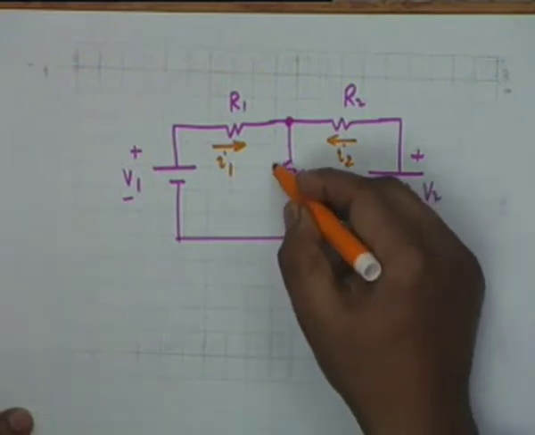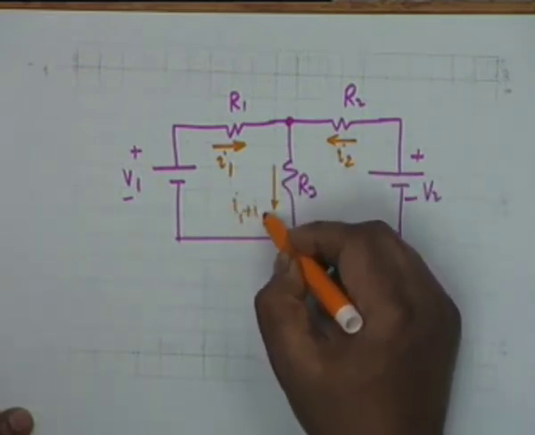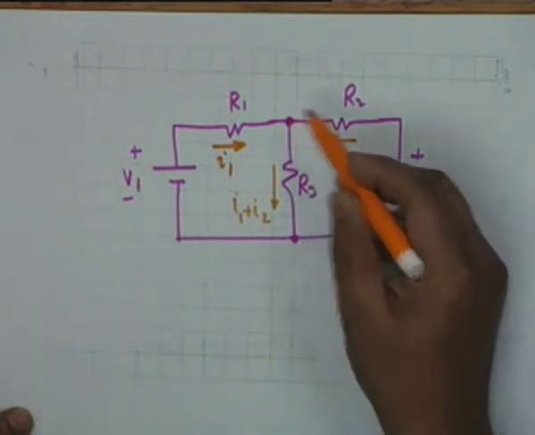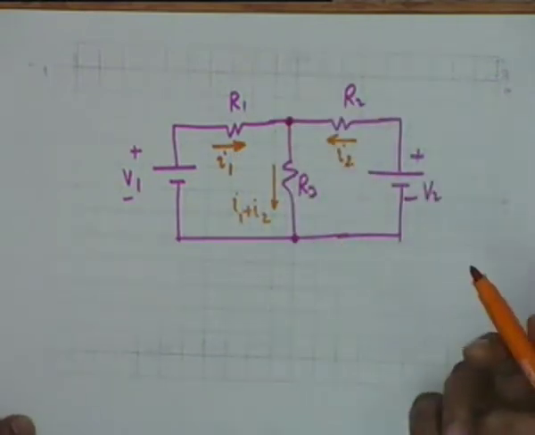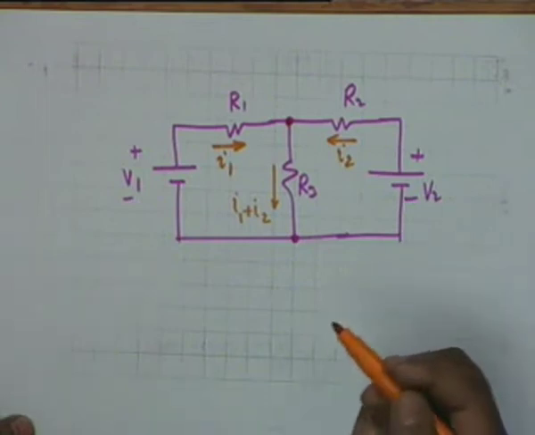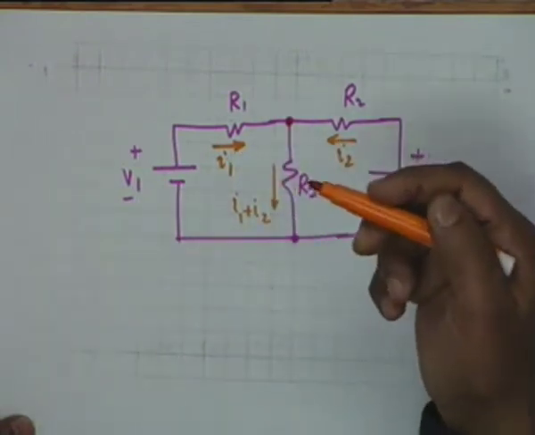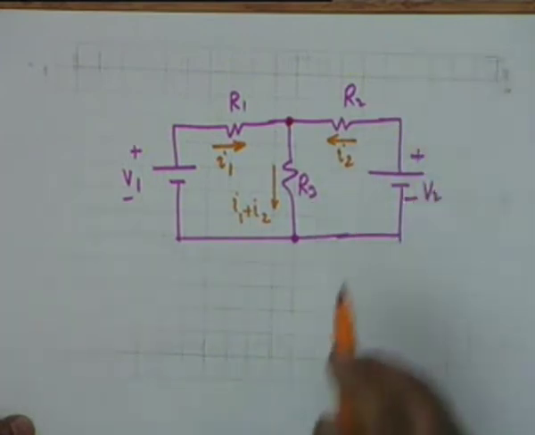Then obviously by KCL, this current must be equal to I1 plus I2, because this is a node at which two currents I1 and I2 enter. So the current leaving must be equal to I1 plus I2. Now there are two unknowns, I1 and I2, and therefore it suffices to write two equations and solve for them, and these two equations are provided by KVL.